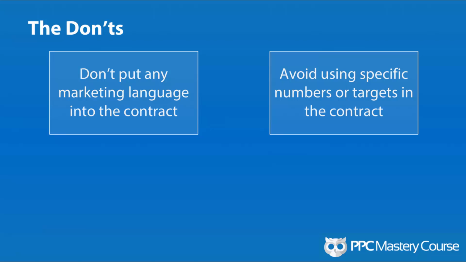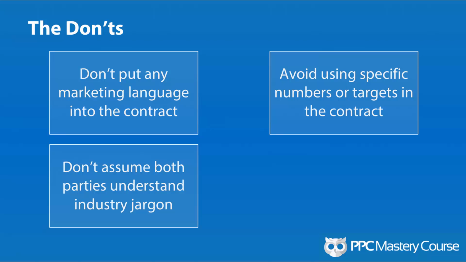Avoid using specific numbers or targets in your contract because, again, you don't have full control over that. And if you don't have full control over reaching those numbers, then I wouldn't commit to it. I would never commit to that, actually. Don't assume both parties understand industry jargon. Eliminate industry jargon as much as possible and just talk about what you're planning to do.